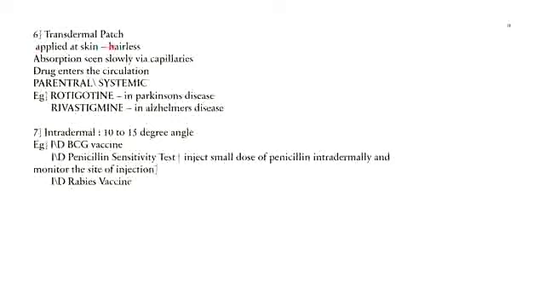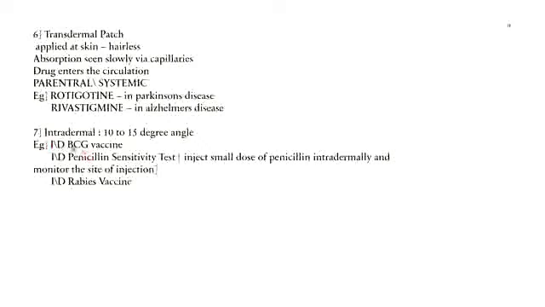Next example is transdermal patch. There are patches, they are rectangular in shape. Patch means, like sticker type. Transdermal patch is applied on skin, hairless skin we apply it. Then it is absorbed slowly via capillaries. Capillaries absorb that, and the drug enters the circulation. That is parenteral and systemic. Example, rotigotine and rivastigmine. Rotigotine we give in Parkinson's disease, and in Alzheimer's we give rivastigmine.